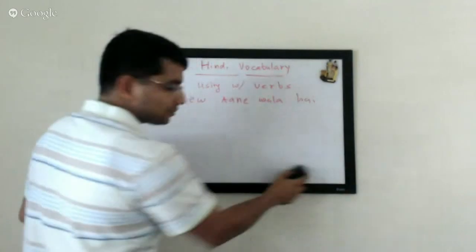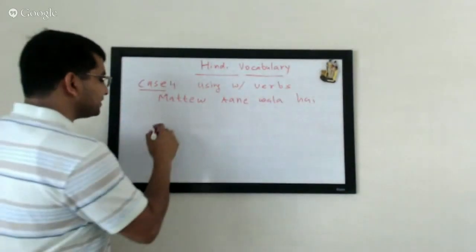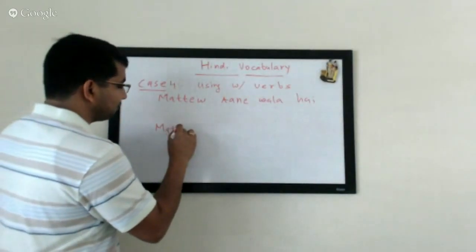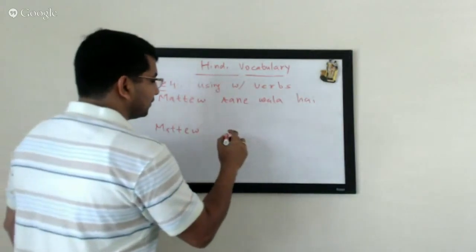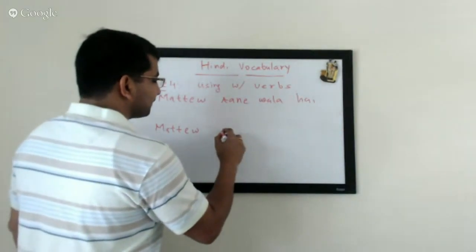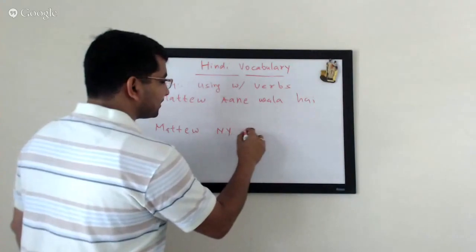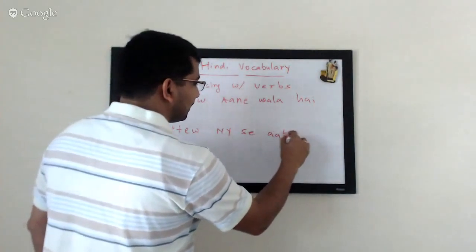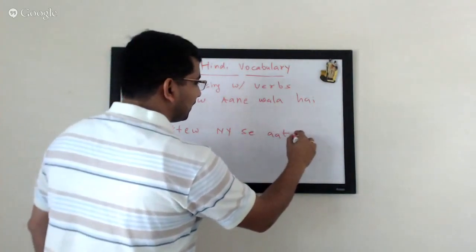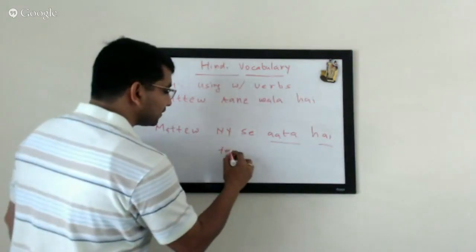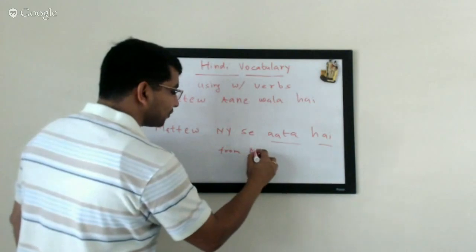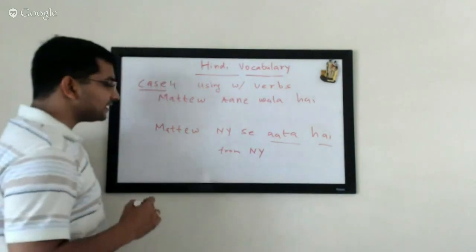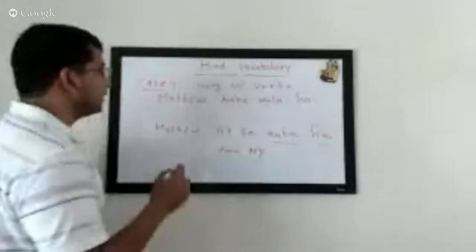Okay, so if you remember, when we say Matthew न्यूयॉर्क से आता है, present indefinite, right? आता है. न्यूयॉर्क से is from New York. So when I say Matthew न्यूयॉर्क से आता है, it means Matthew comes from New York, right?